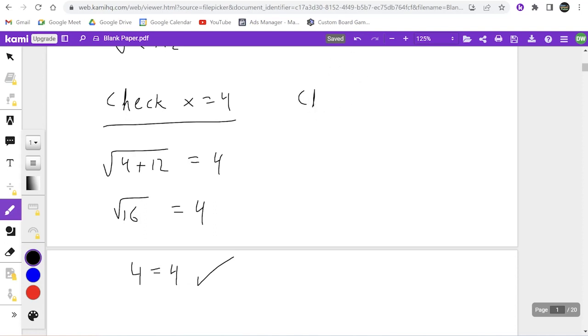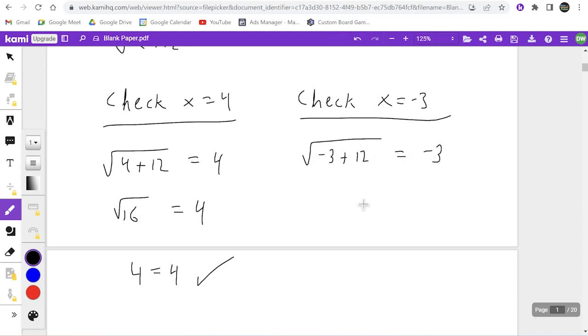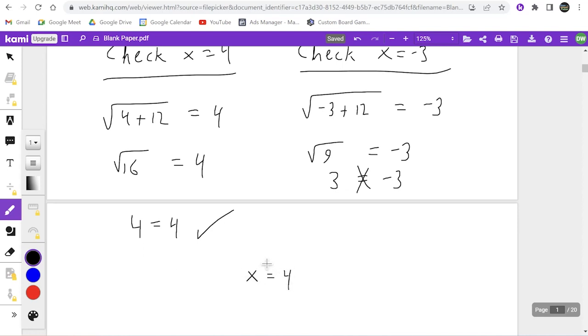Next, we're going to check x equals negative 3. Let's see what happens here. It's going to be the square root of negative 3 plus 12 equals negative 3. And so what I would say is the square root of negative 3 plus 12, that's the square root of positive 9, equals negative 3. And what's the square root of 9? It's 3. And 3 does not equal negative 3. So negative 3 is not a solution. The only solution I have is x equals 4. You need to cross out x equals negative 3, or at the very least, just circle x equals 4.